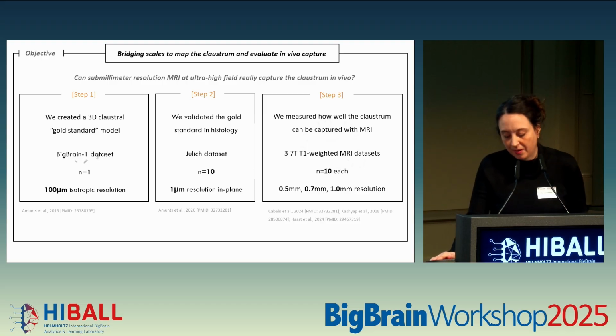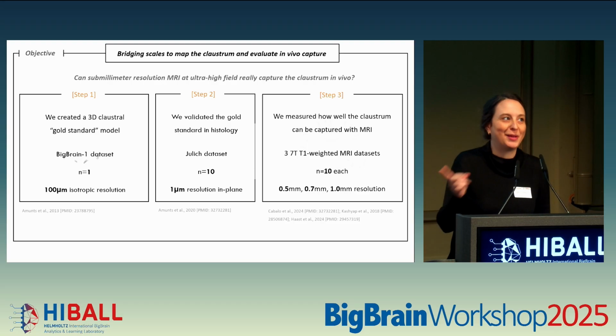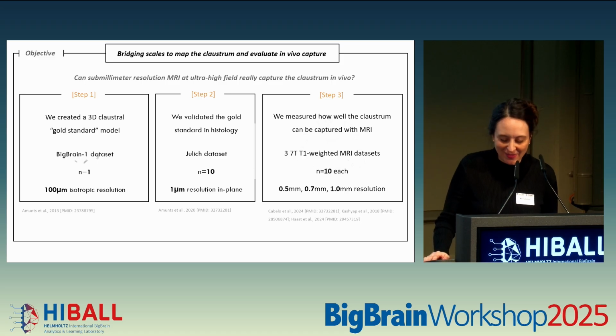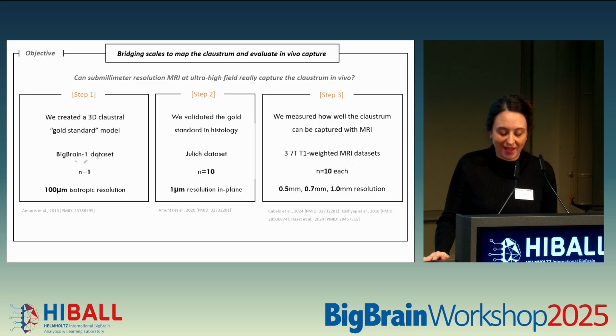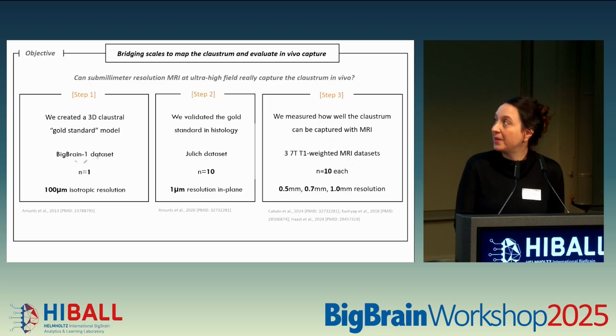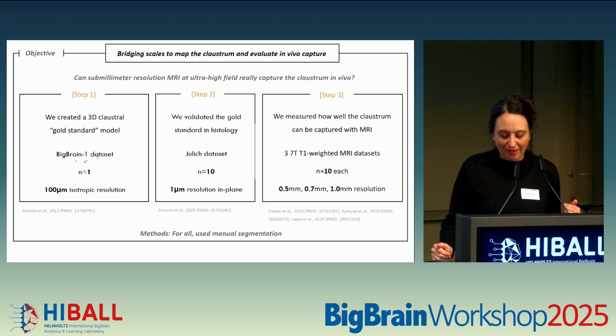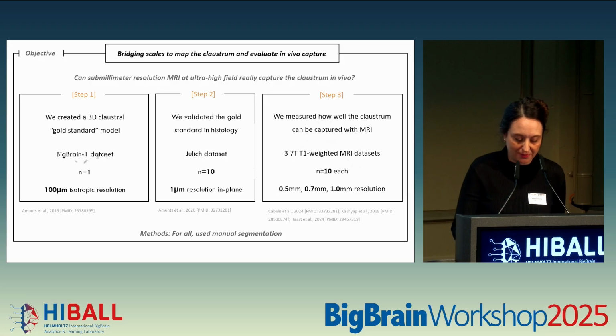And then we used the 1 millimeter, even though we expected partial voluming, like I just showed you on that prior slide. But we used it because it's still the most common resolution for MRI, including for those claustral studies. So I'm going to skip over the details of the methods because of time, but I will mention that for all of these data sets, we did do a manual segmentation of the claustrum.